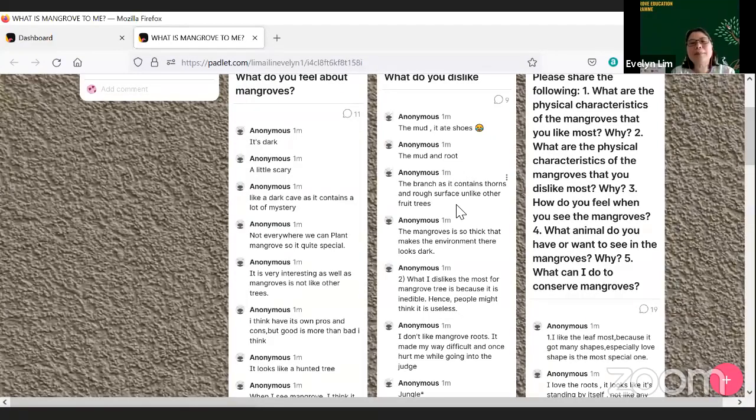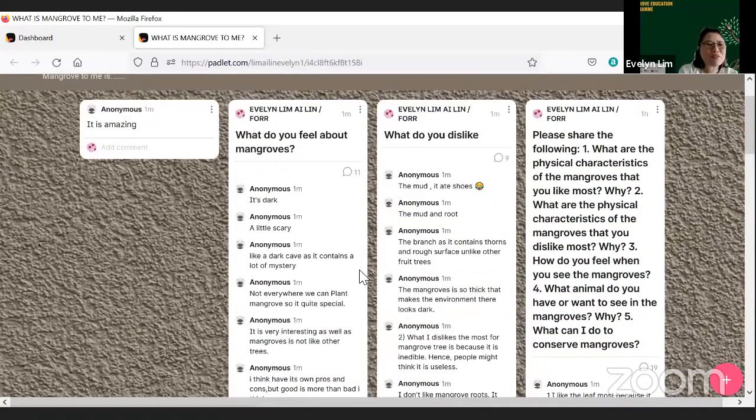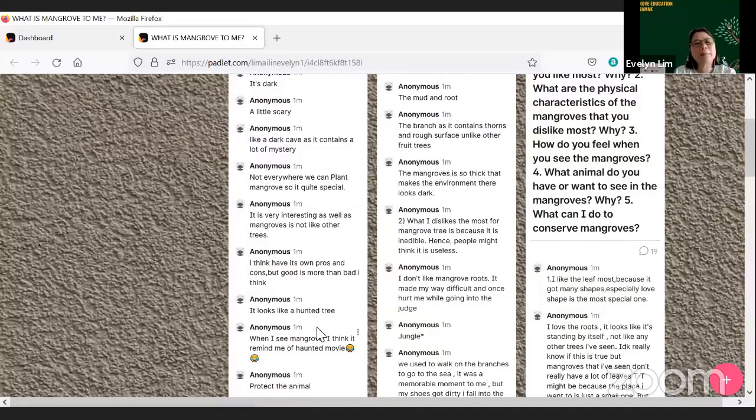And for some, the branch, they don't like it because it contains thorns and a rough surface, unlike other fruit trees. So these are some of the things that they don't like. And for how they feel towards the mangrove, it's mysterious in some way because it's dark, a little bit scary. So that's how it is being viewed. And it looks like a haunted tree to some.